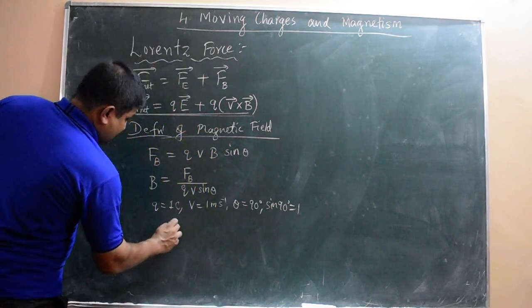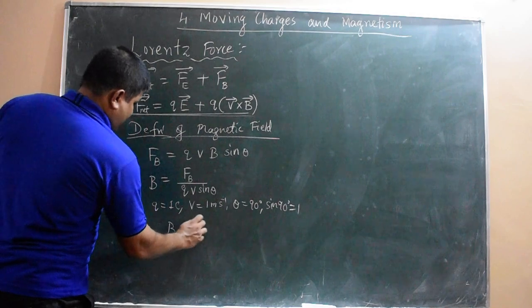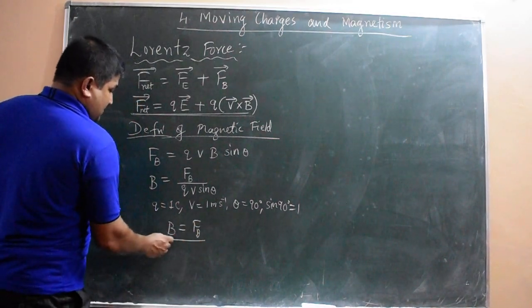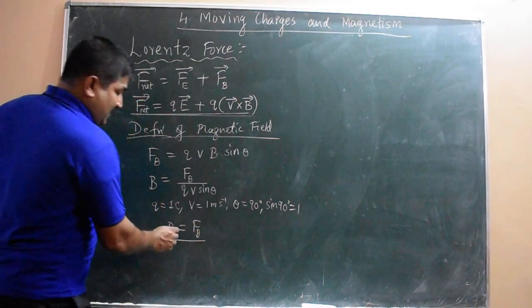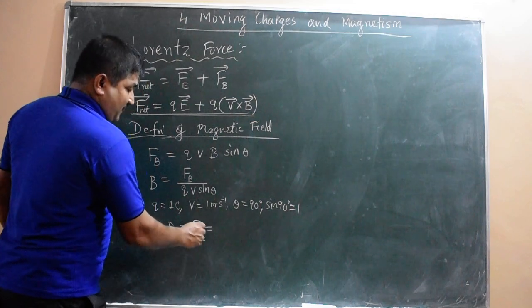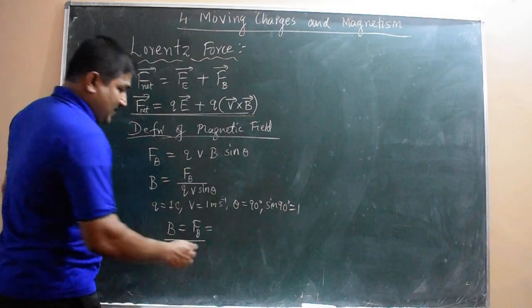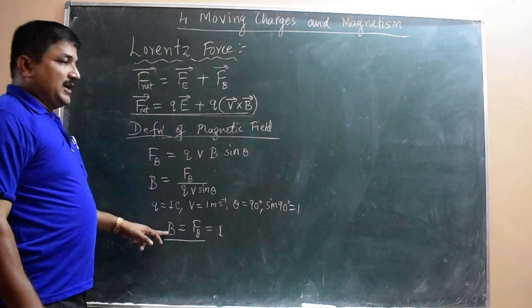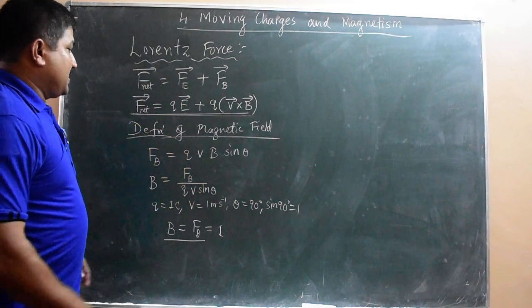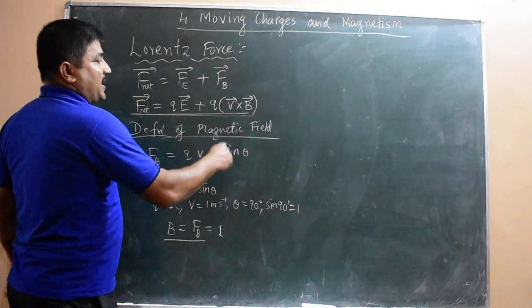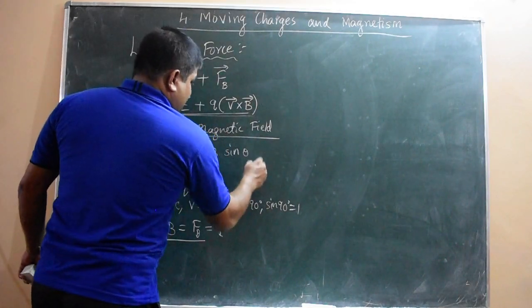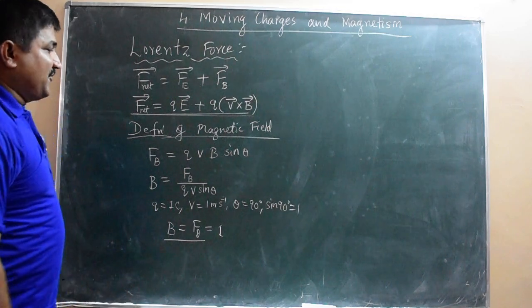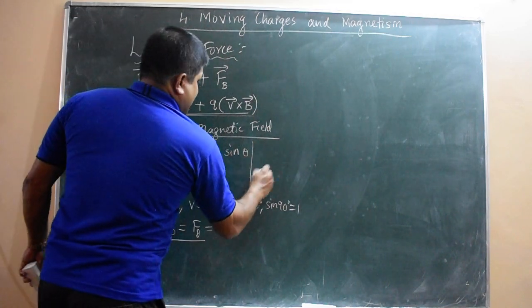So then what happens? The value of B equals FB. The definition of Tesla: if B is taken as 1, that is 1 Newton, then the magnetic field B in the region is said to be Tesla. So this is the definition of the SI unit of magnetic field.